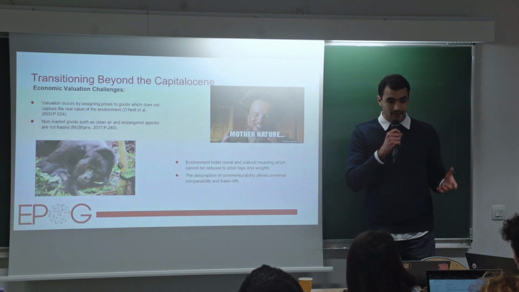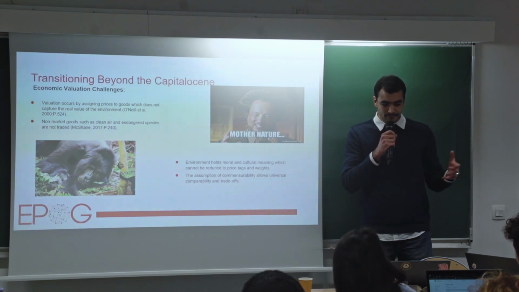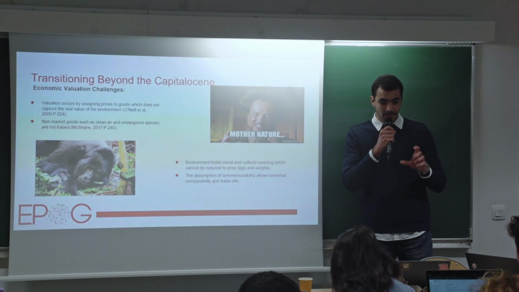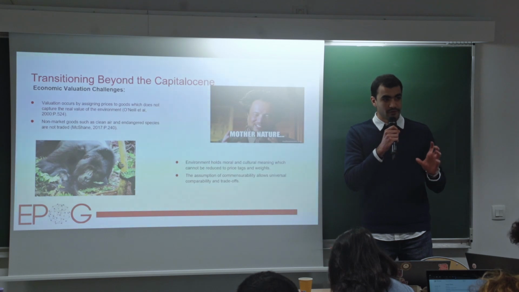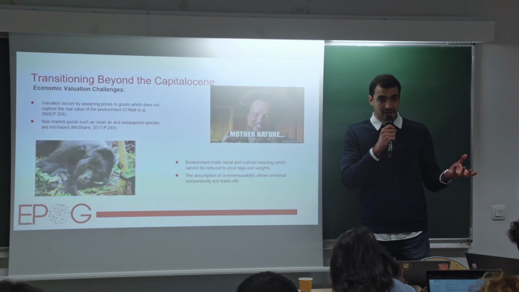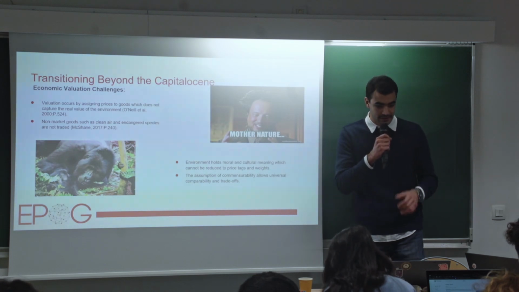Moving forward from that, environment and nature also have cultural and moral meanings, and this also cannot be quantified in terms of price tags and weights. This could be more of a reductionist point of view and leads to commensurability, which means that something could be easily substituted or traded off by something else.